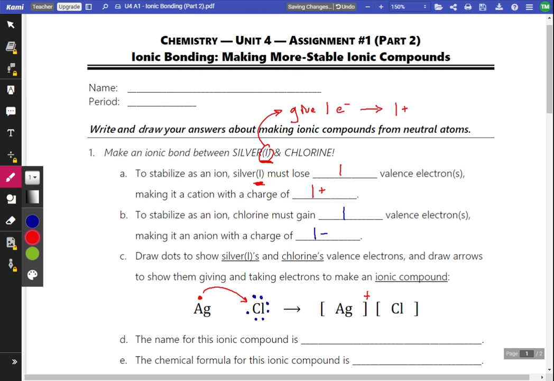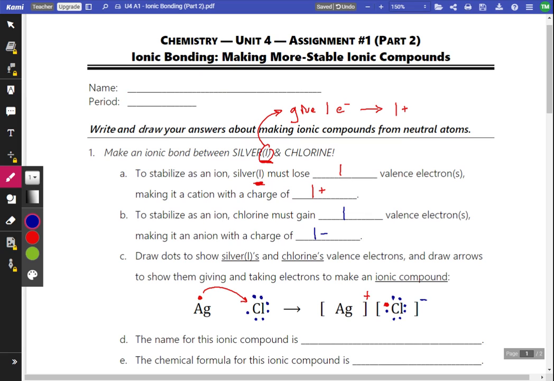Again, on here you can write it as 1 plus, but the 1 is implied, so I'm just going to write plus. My chlorine now has its original 7 valence electrons, but also that extra 1 it took from silver. Meaning it now has a negative charge, which I write as just a negative. The 1 is implied. All right.